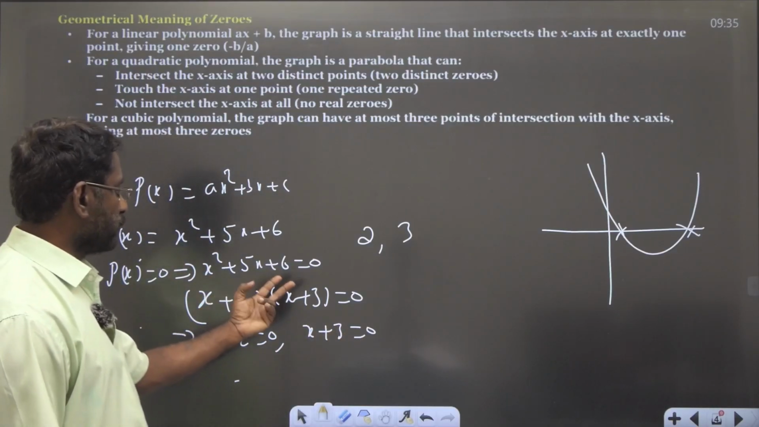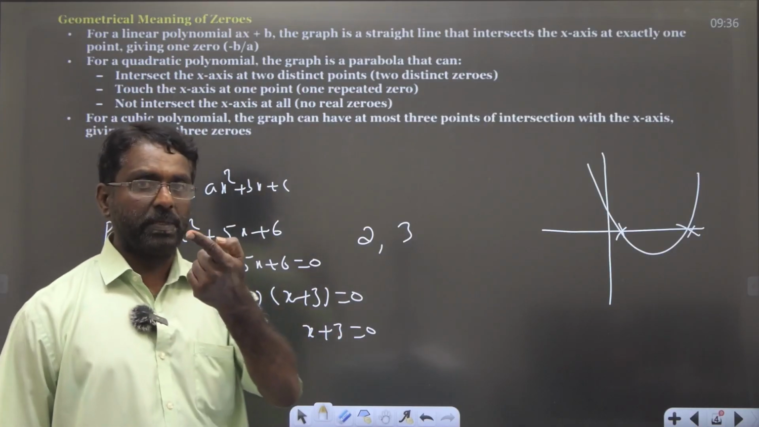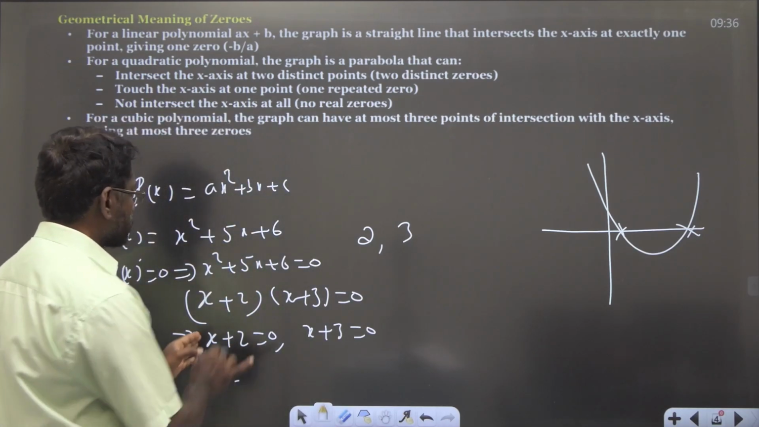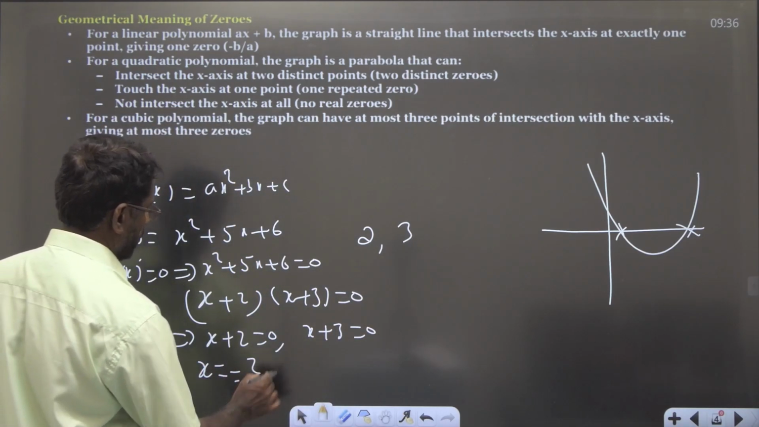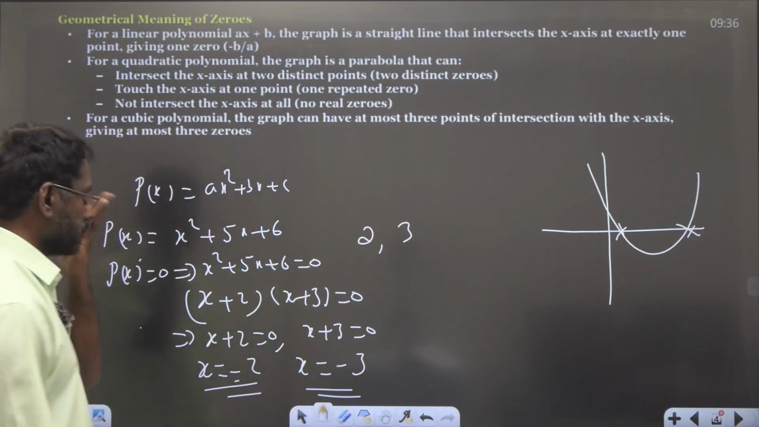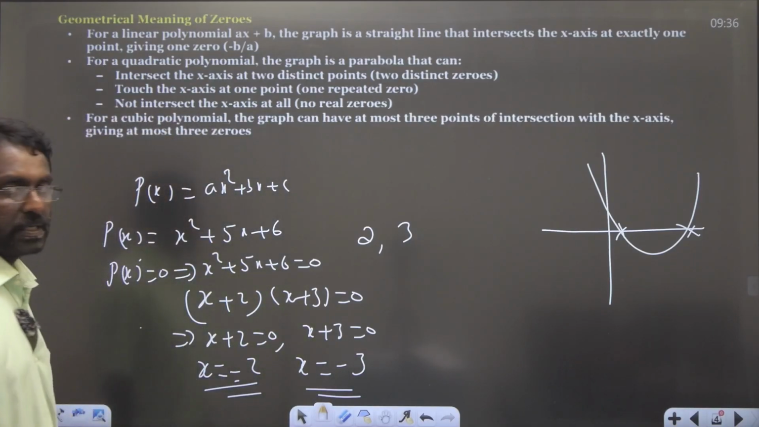Product of two factors is 0 only when at least one of them is 0. It is a fundamental rule in mathematics. That means x plus 2 equal to 0 or x plus 3 equal to 0. That is x equal to minus 2 and here x is equal to minus 3. These are the zeros of the polynomial x square plus 5x plus 6.